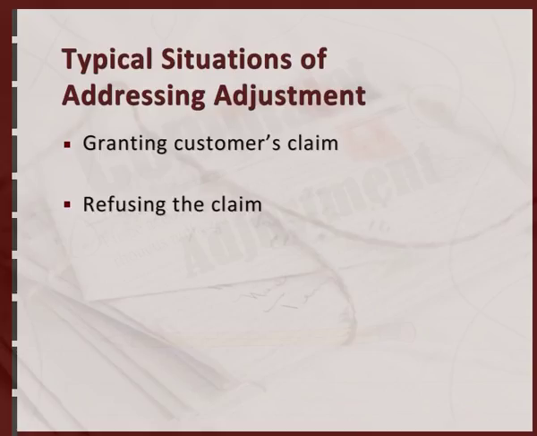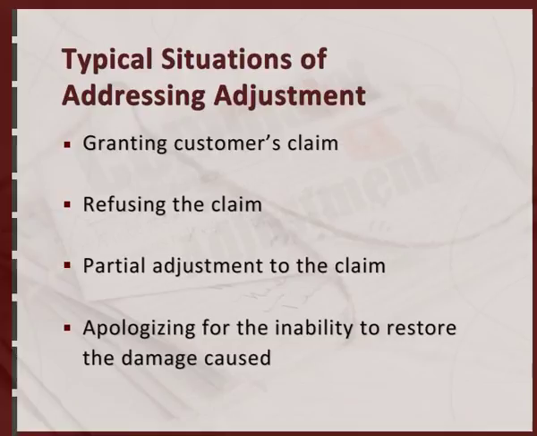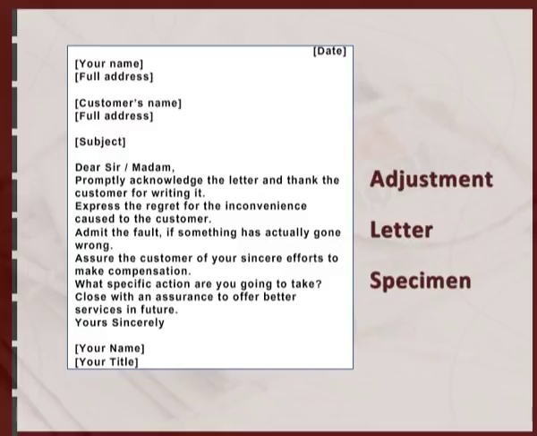Depending on these circumstances, you will have to draft different adjustment letters like granting customers' claim, refusing the claim, partial adjustments to the claim, apologizing for the inability to restore the damage caused, or making adjustments without the customer's complaint like product recall. Now, let us move on to the adjustment letter section. Like the complaint letter, it also has definite sections like subject, salutation, opening lines, body of the letter, that is likely corrective action, future assurance and closing lines. Before that, have a look at these statements which will help you in drafting the letter of adjustments.